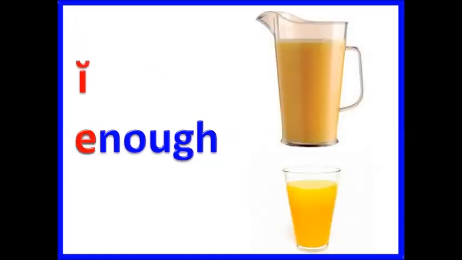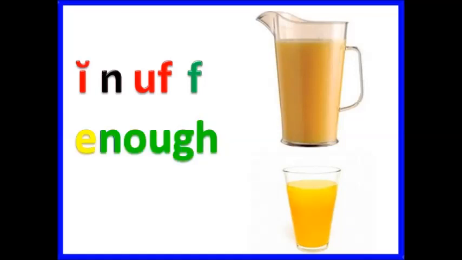Enough. E, N, O, U, G, H. Enough. Okay, you see the glass of orange juice on the bottom down there? If that is not enough orange juice for you, I can pour you some more orange juice out of the big pitcher on the top right there, okay? Now, look at the E. The E is making the short I sound. And the OU is making the schwa sound, the UF sound. And the GH is making the F sound. F, F, F. Enough.